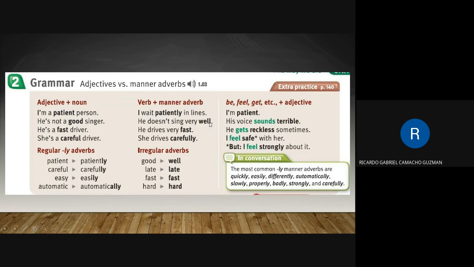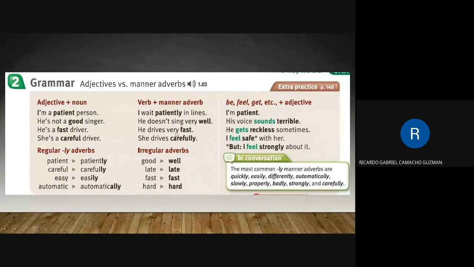He doesn't sing very well. Aquí, el adverbio de modo normalmente va después de haber utilizado un verbo. En este caso, la palabra well está describiendo la palabra sing, que básicamente es de que puede cantar bien, ¿no? Entonces, más que nada va por ese lado.